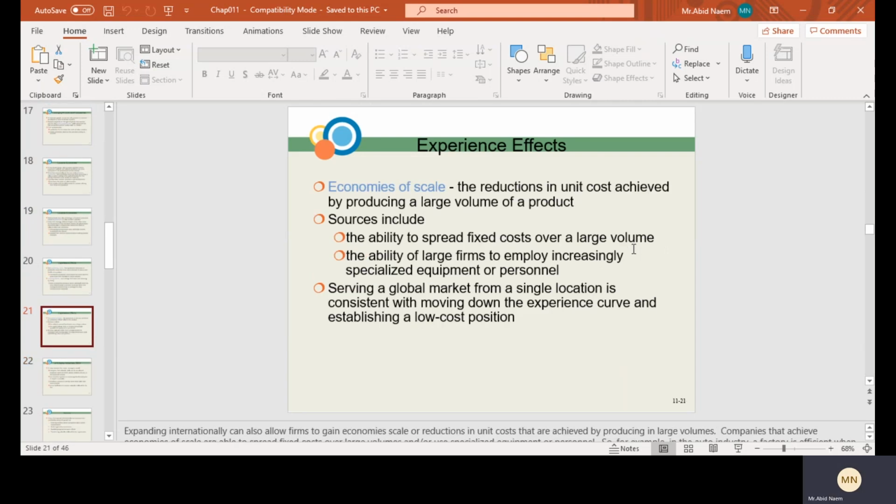Economies of scale is the reduction in unit cost achieved by producing a large volume of a product. The sources of economies of scale include the firm's ability to spread fixed cost over a large volume of the order they have received to produce, or the ability of a large firm to employ increasingly specialized equipment or personnel. And then serving a global market from a single location is consistent with moving down the experience curve and establishing a low cost position.